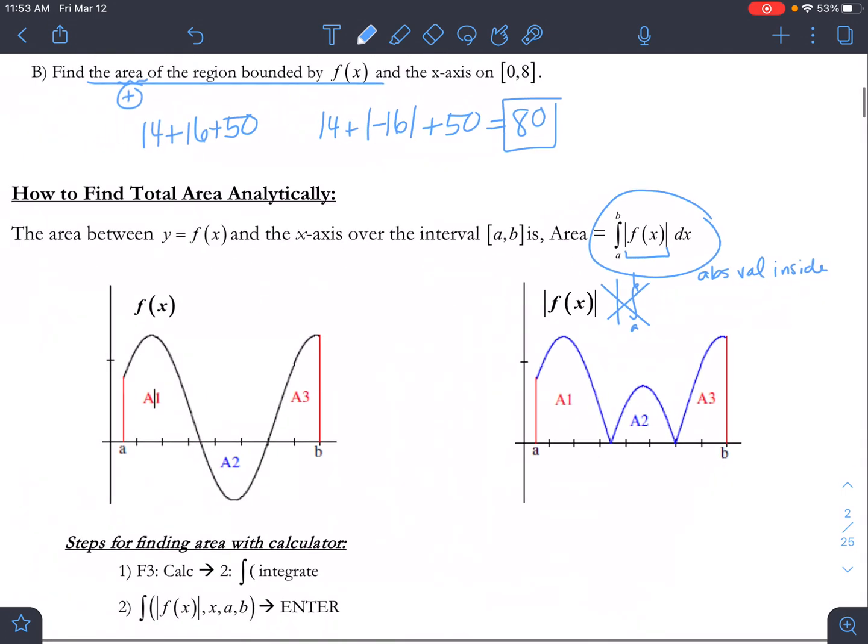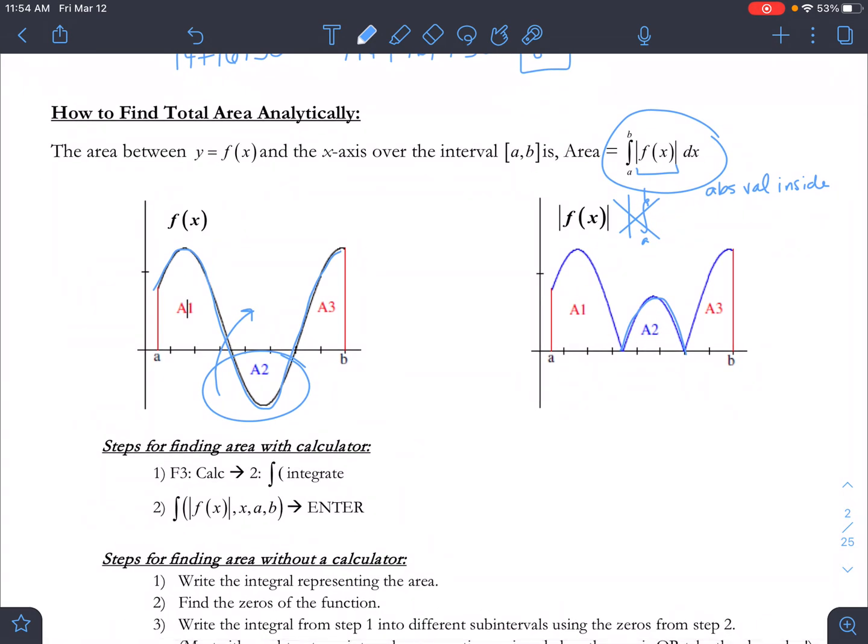And that's actually how we're going to do it on our calculators. In a general sense, here's what you would see, right? You have this curve. If you were to take the absolute value of f of x, anything that was below the x-axis is now going to be above. Okay, so those areas would all be positive when we take the absolute value of the function.